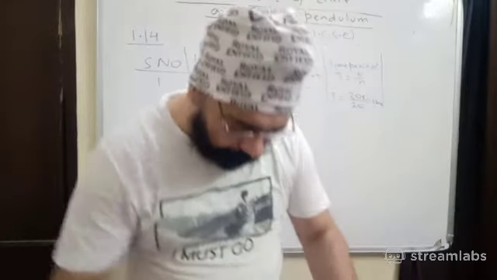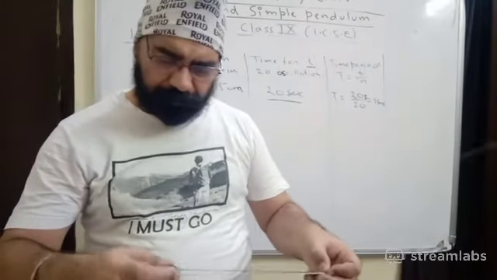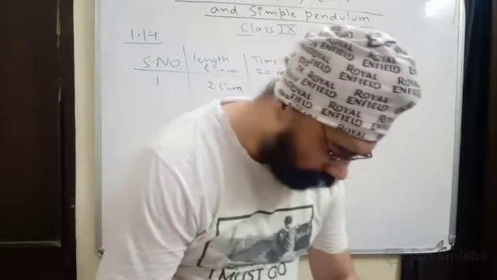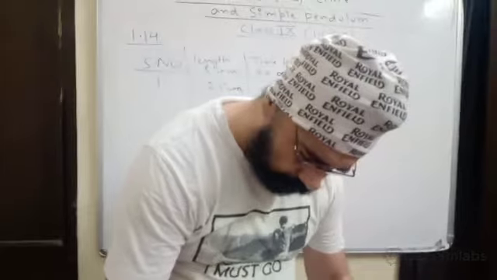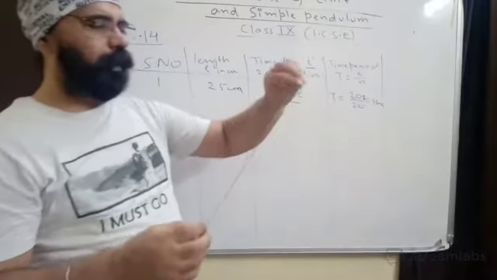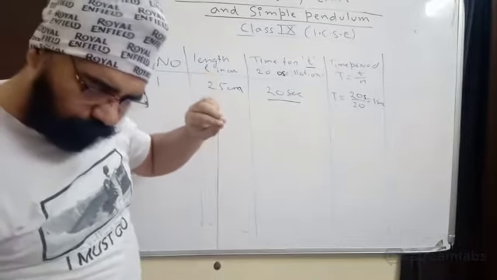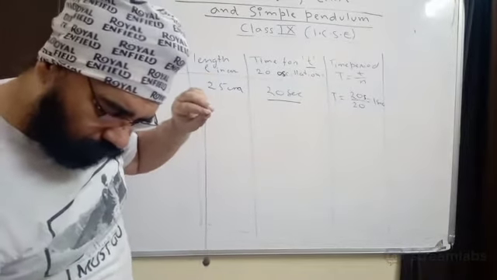Now what I do, I change its length. I increase it. How much do I increase? First I take this, which is 30, and then I put another 6 over here. So this becomes 36. So now the length is 36 centimeters.